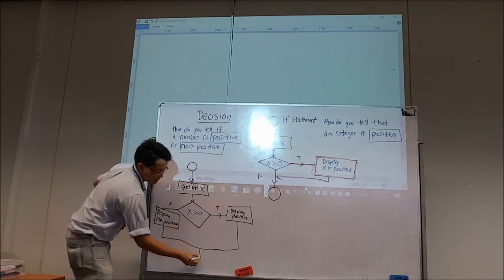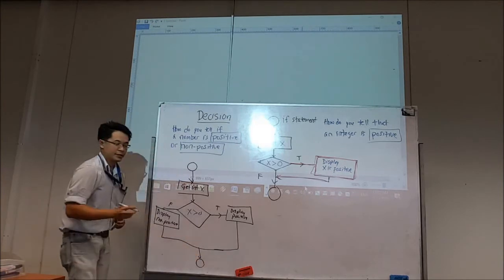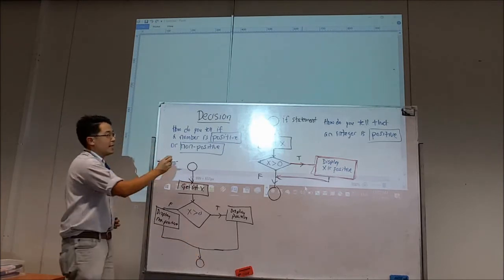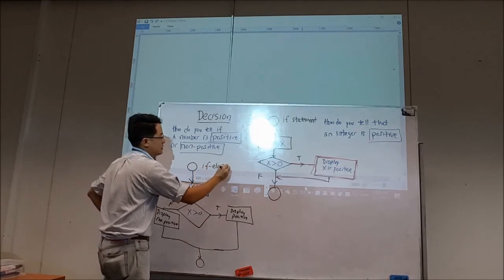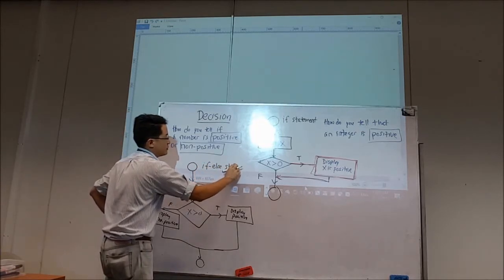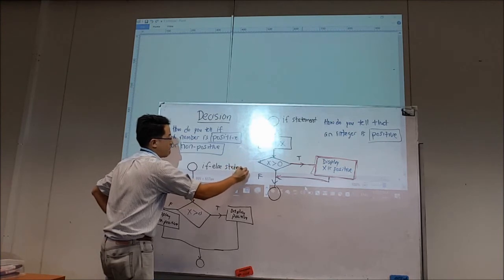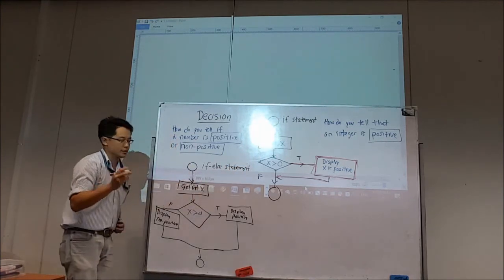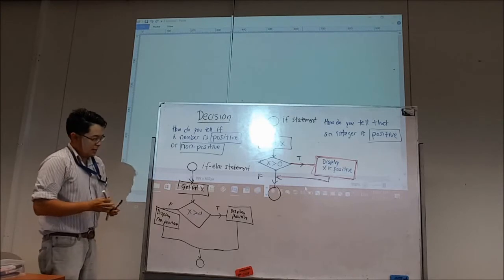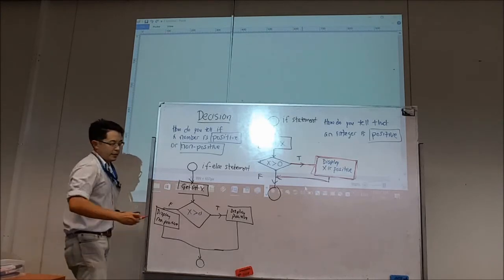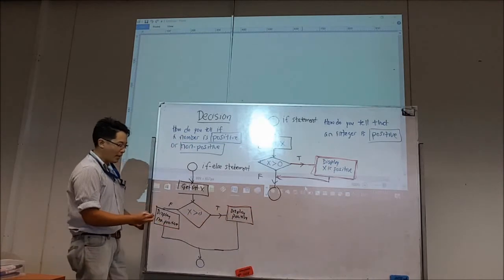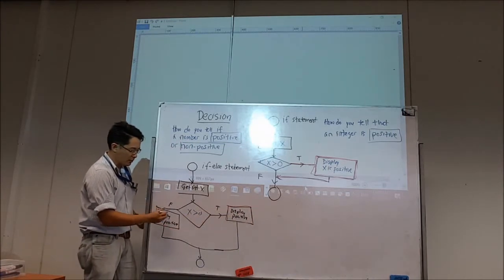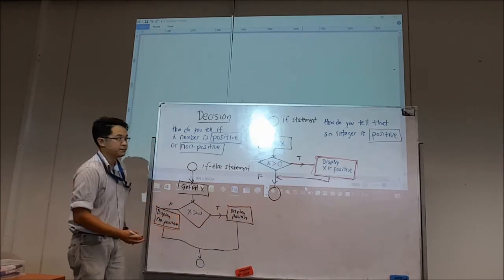So there's a branch here. So this kind of decision is called an if-else statement, because there are two possible outcomes. The first outcome, if it is true, display positive. The second outcome, if it is false, is to display non-positive.